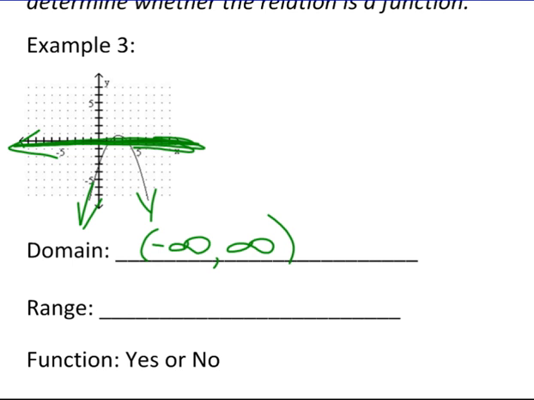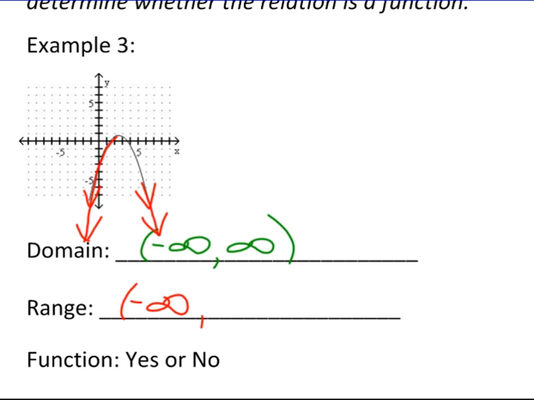Let's take a look at the range. The range is the y values. The y values are up and down. So I want to know how far, so we always start with the lowest number, smallest number. I want to know how far down this graph will go. Where will it stop on the way down? Actually, it doesn't. It has arrows. That means keep on going. If I keep on going forever and ever down, that's negative infinity. So now the question is, where does it stop on the way up?